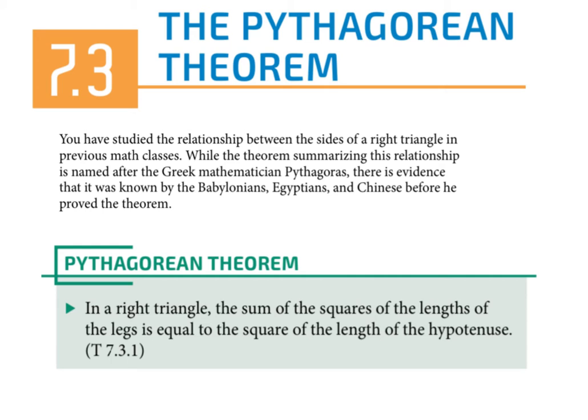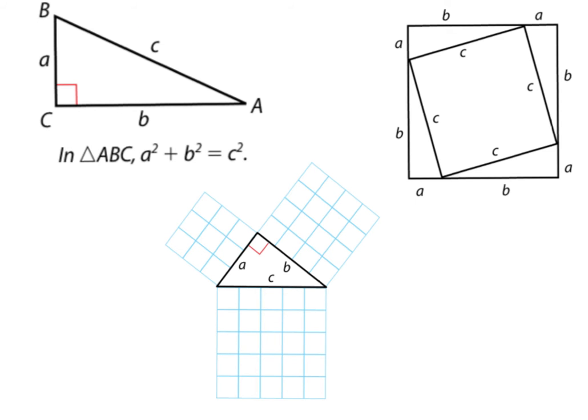All right? What does that actually mean? It's what you are familiar with. A squared plus B squared equals C squared. All right? This is the formula. Hopefully you know because you've had to use it.